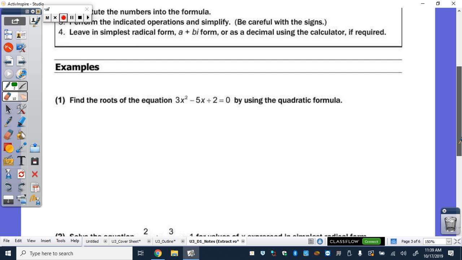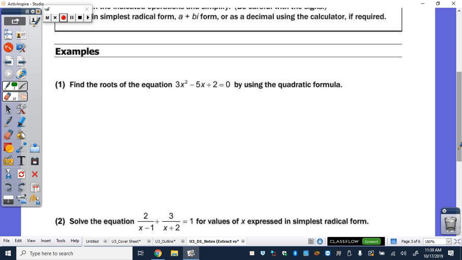So let's look at our examples here. First one, find the roots of the equation 3x squared minus 5x plus 2 equals 0. So let's first practice. We need to be able to identify what our a, b, and c's are. So looking at our equation, what is our value of a in this first one? 3. Not to be confused with the x squared. The values are just the coefficients. So then our b value, negative 5, and our c is a 2. So now we got to go ahead and plug that into the formula.